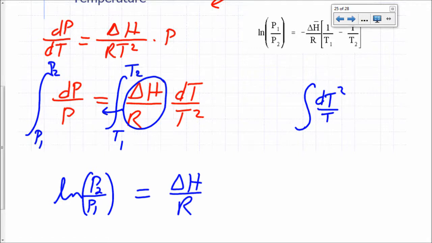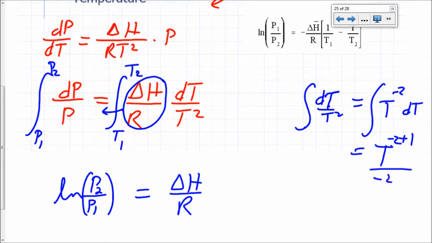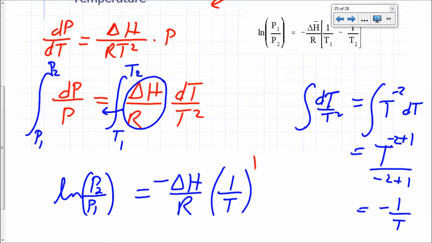Dt over T squared, sorry. What's the integral of dt over T squared? Well, that's the integral of t to the negative 2 dt, right? So t to the negative 2 plus 1 over negative 2 plus 1 is just negative 1 over t, right? So this is just negative 1 over t. I'm going to put the negative in front here, and then I'm going to evaluate this from T1 to T2.